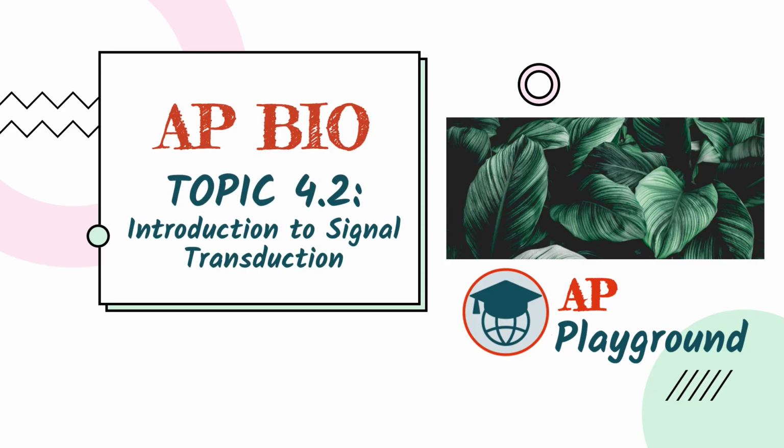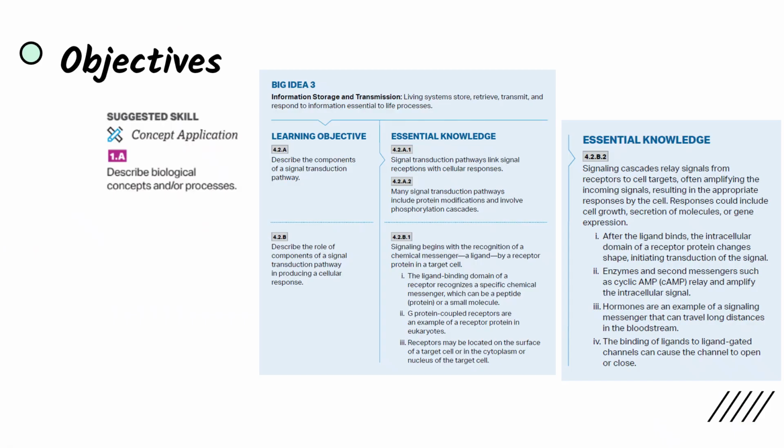Today we're covering topic 4.2, Introduction to Signal Transduction. Objectives today are to describe the components of a signal transduction pathway. We're going to be looking at reception, transduction, and response, as well as the different roles of each of these components in creating a signal transduction pathway. So we'll be looking at different kinds of receptors as well as different methods of transduction. And the suggested skill is Concept Application 1A, describe biological concepts and/or processes.